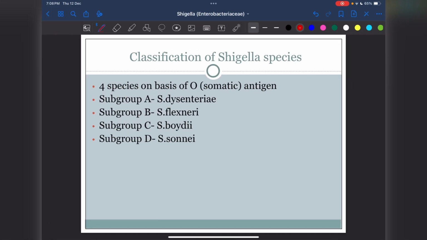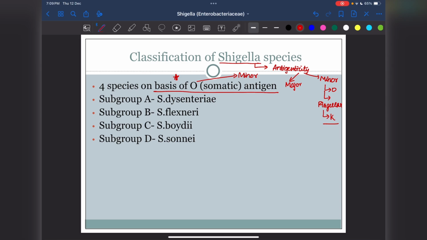There is classification of Shigella done on the basis of O antigen. O is a somatic antigen. Shigella has antigenicity on the basis of many major and minor antigens. In minor antigens, there is the O antigen, that is the somatic antigen, there is the flagellar antigen, and there is the K or capsular antigen.